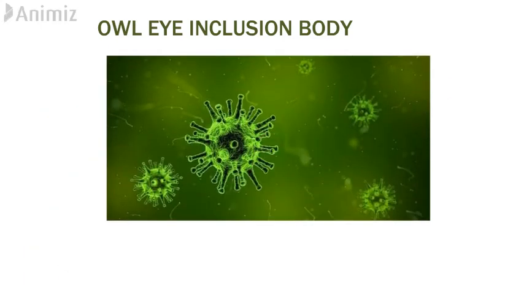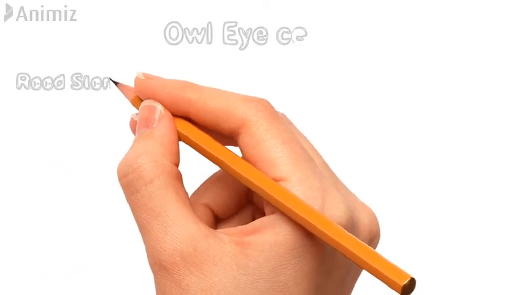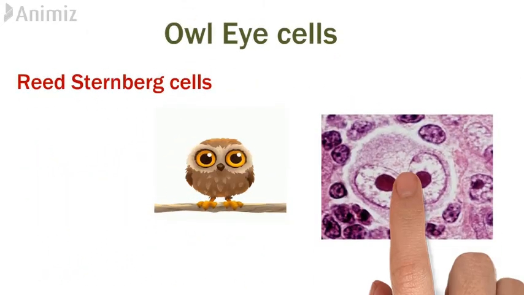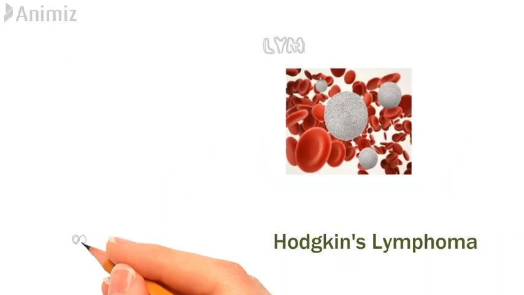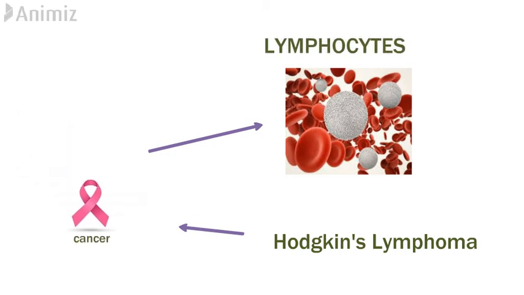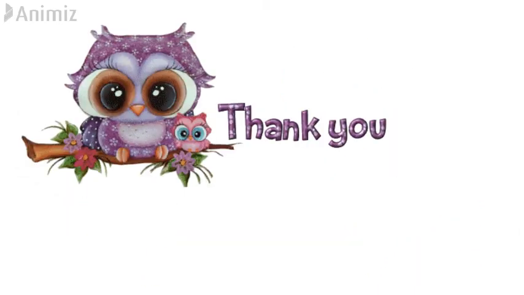Owl eye inclusion body, which is seen in case of cytomegalovirus infection. Owl eye cells, also known as Reed-Sternberg cells, seen in case of Hodgkin's lymphoma. It is a type of lymphoma in which cancer originates from a specific type of white blood cells known as lymphocytes.